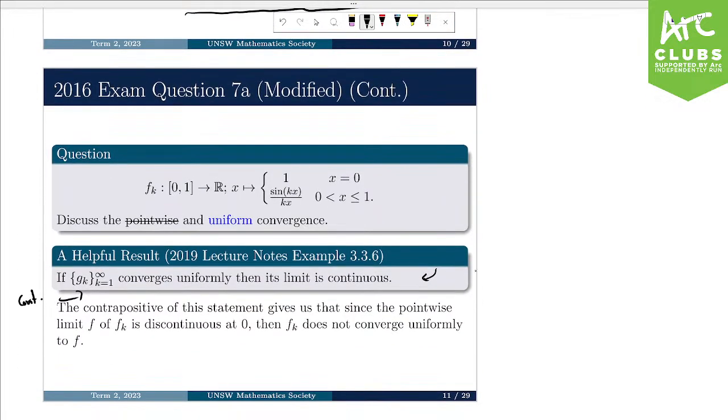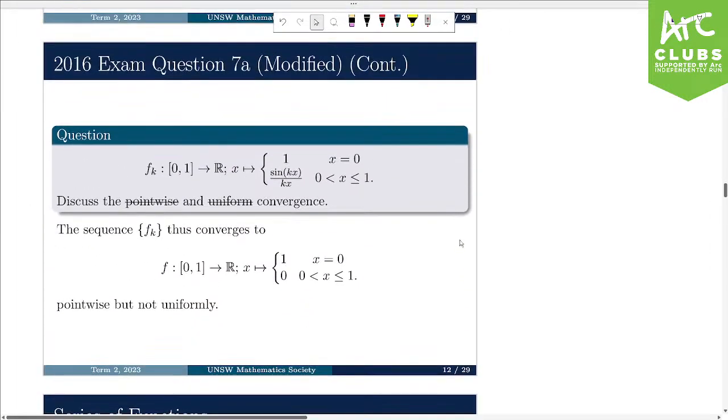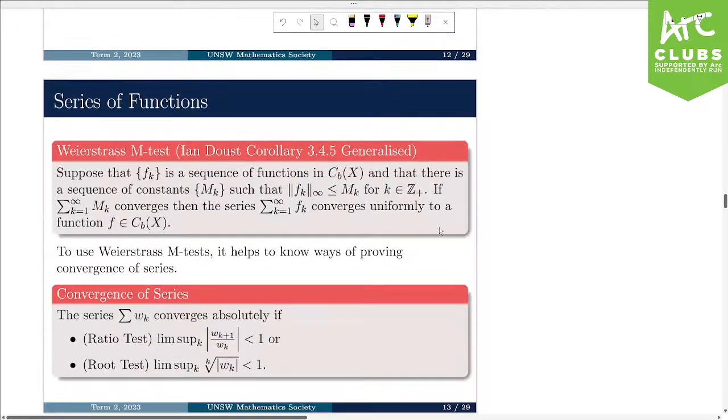So this property is quite useful for proving that a sequence does not converge uniformly. Okay, so here we conclude that it converges to this function pointwise but not uniformly. Now we move on to series of functions. Here there's a few theorems. The first one is the Weierstrass M-test.